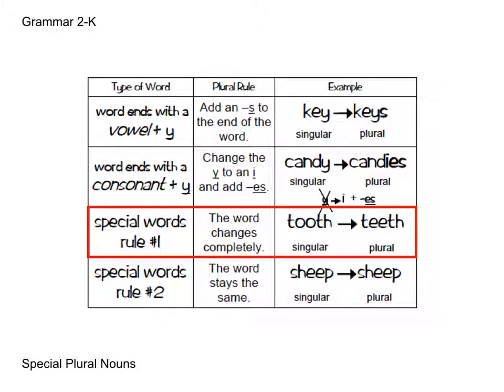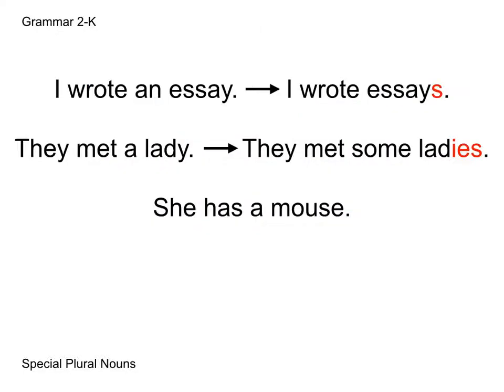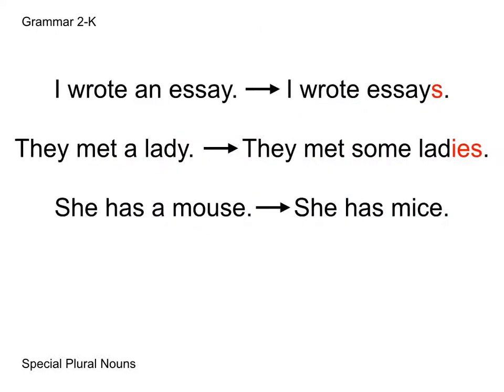Next, we have kind of special words, and there's two rules to this. The first one is that the word will just change completely. So tooth would become teeth. Another example is she has a mouse. She has mice. Notice that mice is a completely different word and replaces mouse. It's not mouses or anything like that. So that's one special rule.